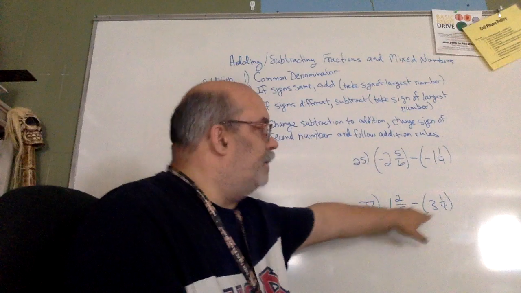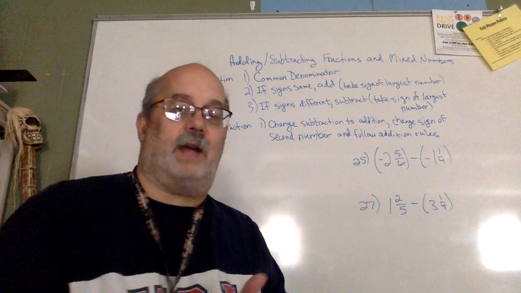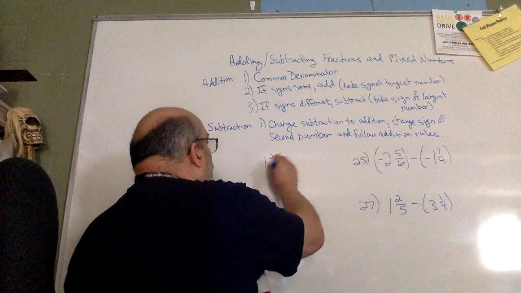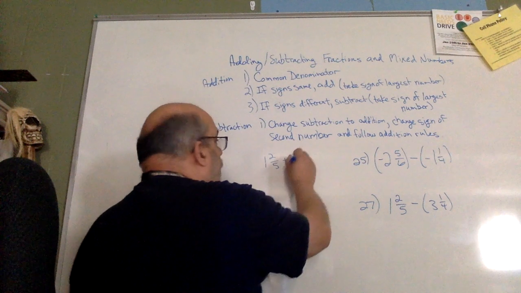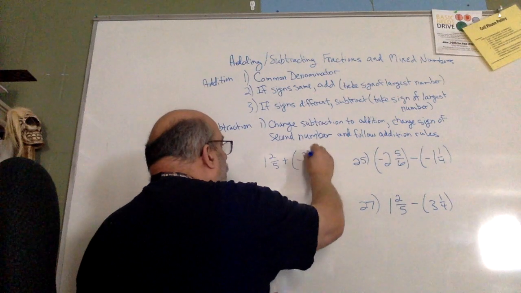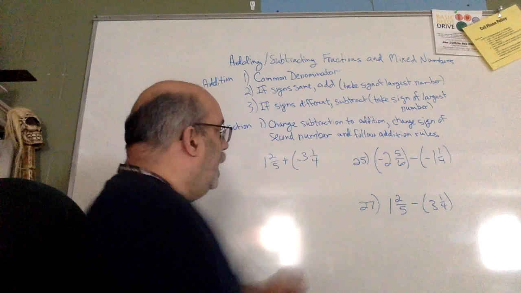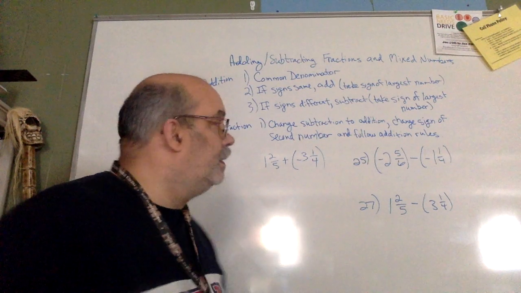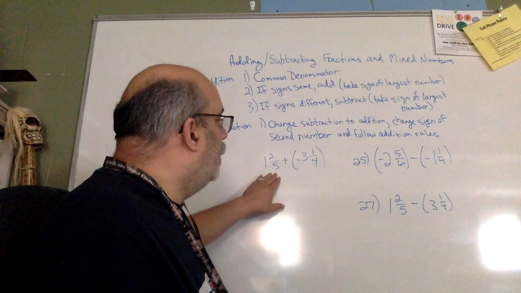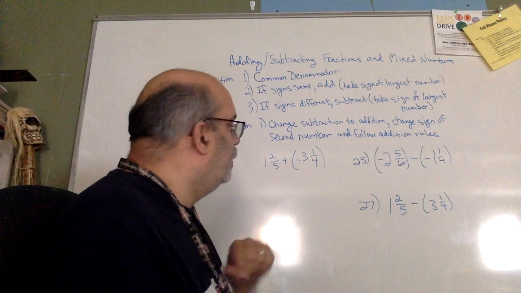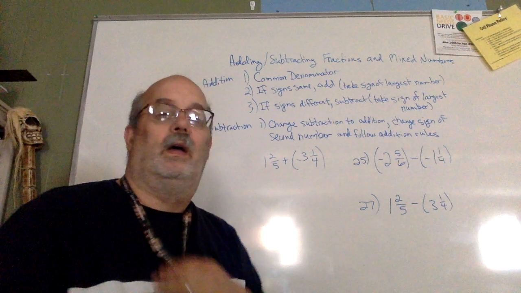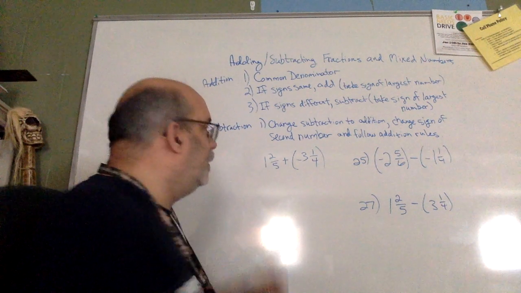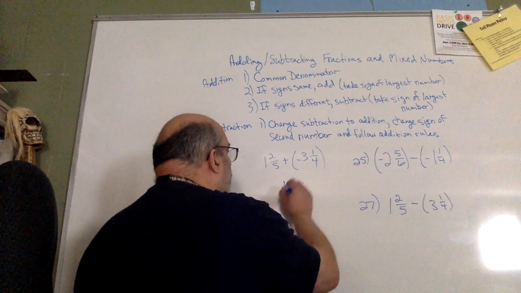1 and 2/5 minus 3 and 1/4. Subtraction, we need to change it to addition. And we also change the sign of the second one to a negative. 1 and 2/5 minus 3 and 1/4. We need to have a common denominator. So let's set this up.